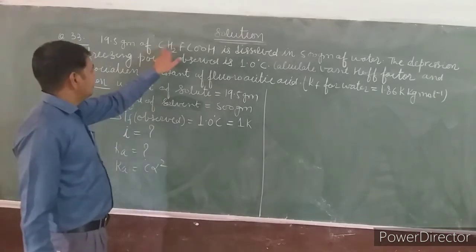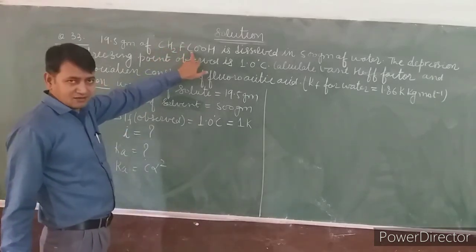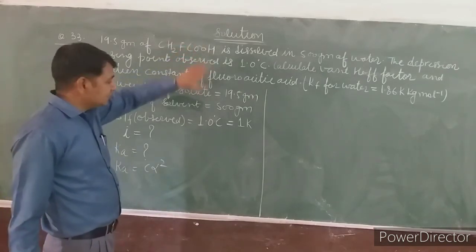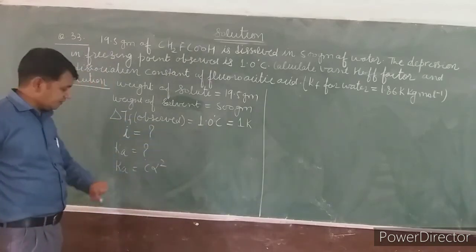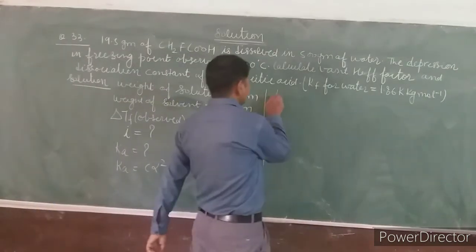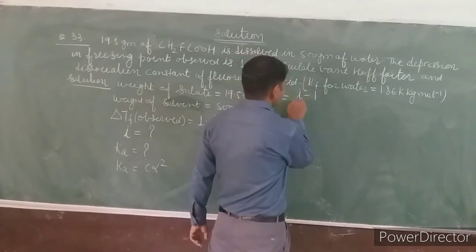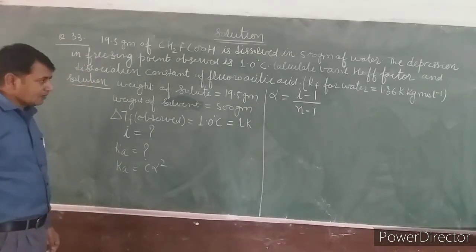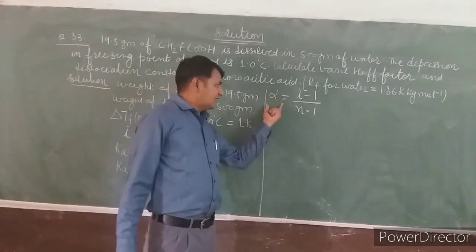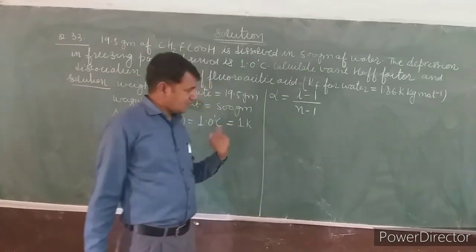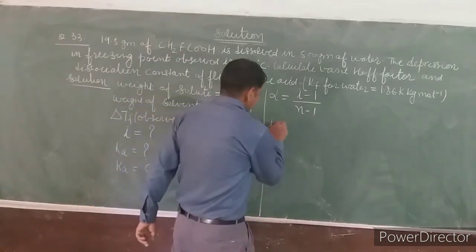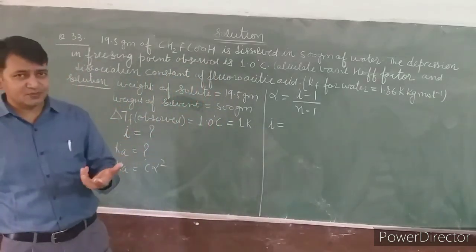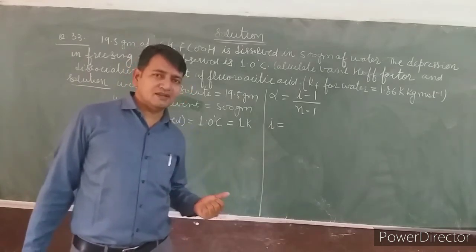And one more thing, by observing this formula, you can also understand why we should apply the dissociation concept of Vant Hoff factor here. So in the case of dissociation, the formula for alpha is i minus 1 upon n minus 1. So to calculate alpha, we need i also, and i can be calculated in terms of molar mass, colligative properties and total number of particles.